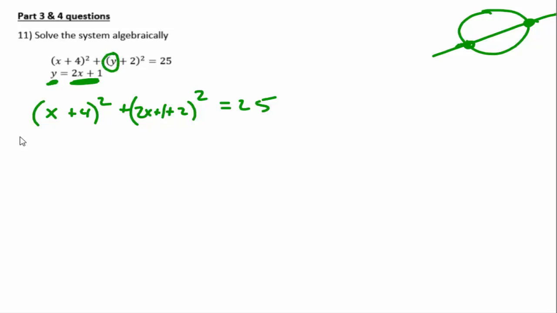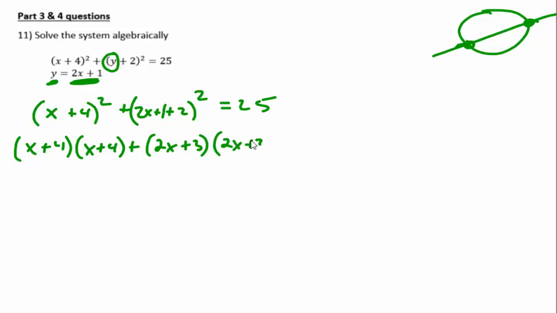Now we're going to do some math, right? Some algebra. (x plus 4) squared is x plus 4 times x plus 4. This is (2x plus 3), and see, the 1 plus 2 is 3. And it's squared, so there's 2 of those, equals 25. Now we got to multiply this out. x squared plus 8x plus 16. That was the tabular method or however you want to do it.